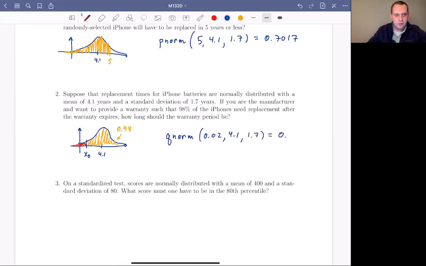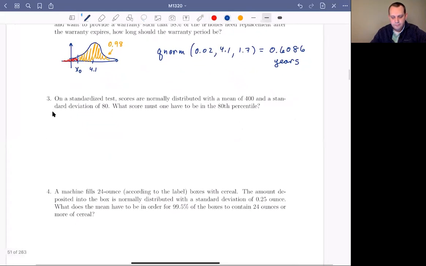And when we do that, what we get is 0.6086. Okay, so a little more than half a year, and this is in years. So after 0.6 years, that's like 7 months and a few days, the warranty should expire. And then after that point, 98% of the iPhones will need to be replaced after the warranty expires. Okay, so that's the idea.